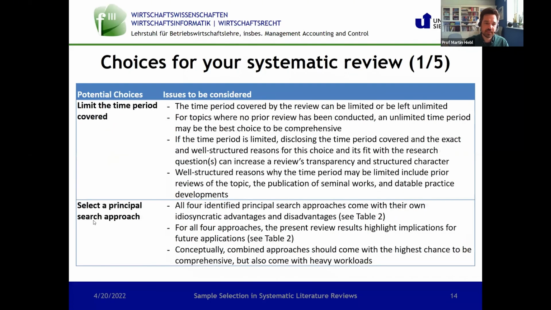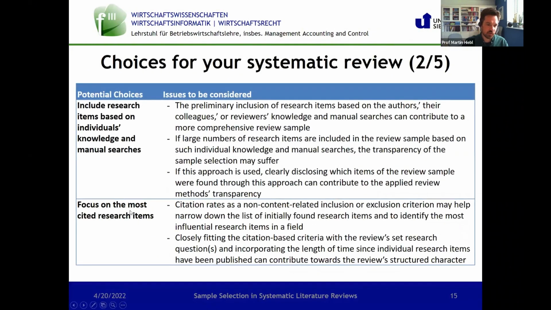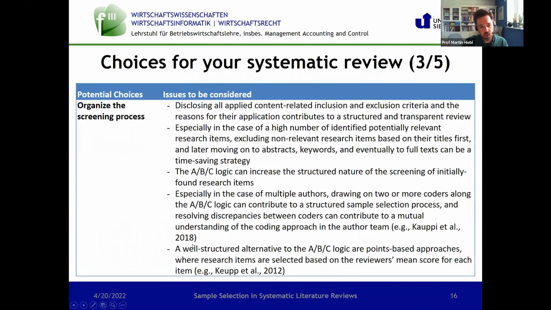And some authors also selected only the most cited research items, which can also be a quality inclusion criterion, but which again needs to be well coupled with your research question, because if you just want to cover everything, then it's not clear why you want to cover only the most cited items then. So this is also something which you need to explain very well.